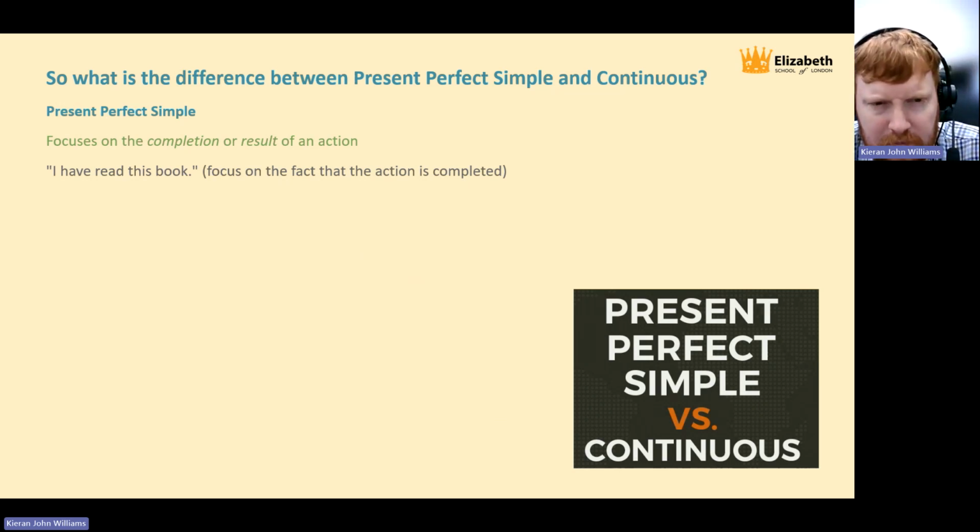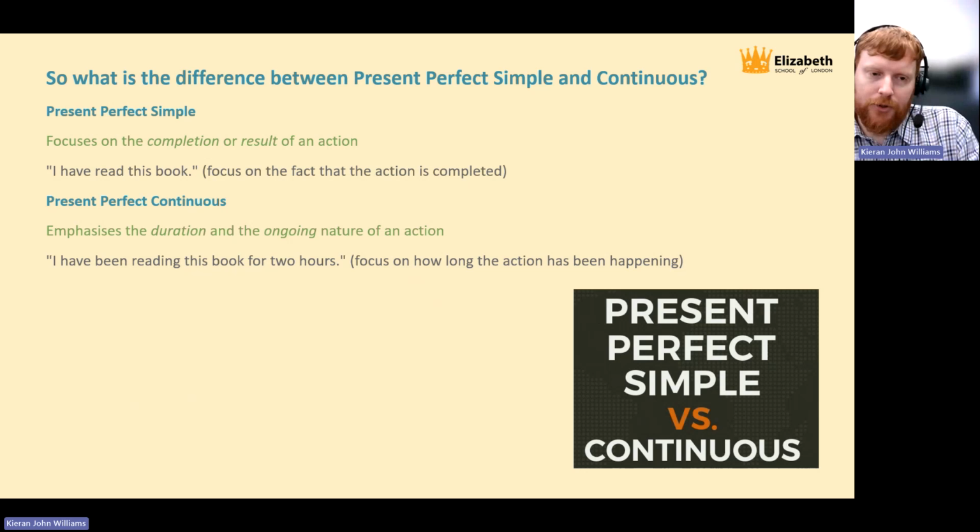Okay, so sometimes it can be difficult to tell then the difference between present perfect simple and continuous. Okay, because I think both of them talk about something that started in the past and continues now, but there are some clear differences between them. So present perfect simple, sorry, focuses on the completion of the action that it is done, or more specifically, the result of the action. Okay. So when you say, I have read this book, you're focusing on the fact that you have completed it. You are done with it.